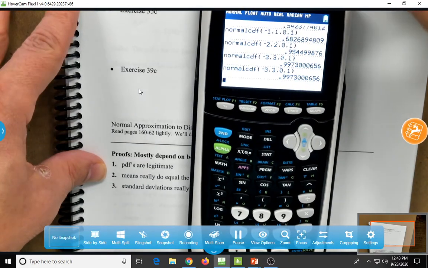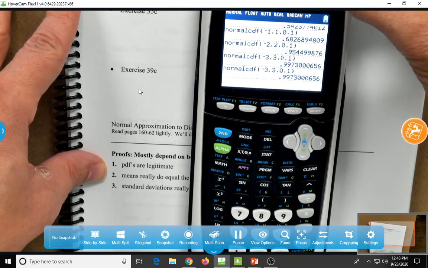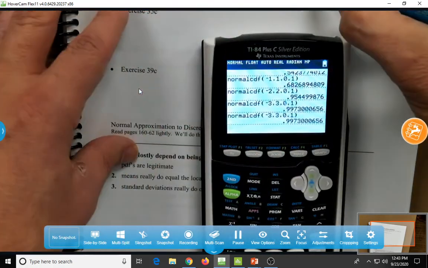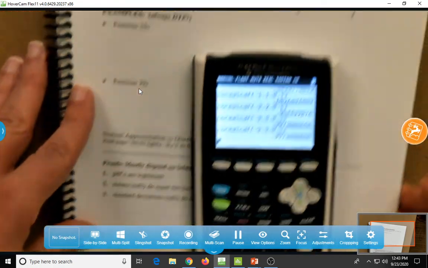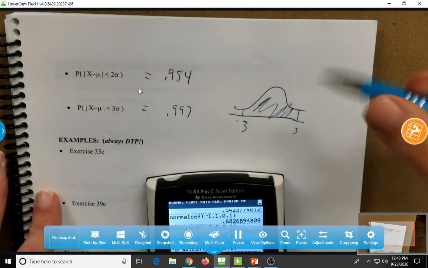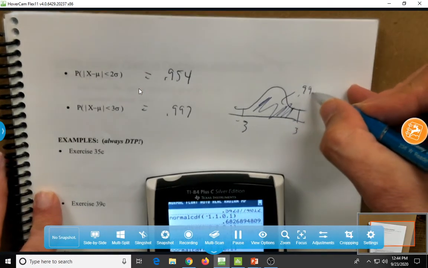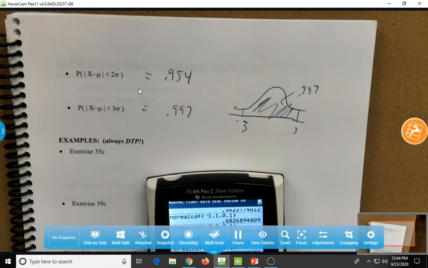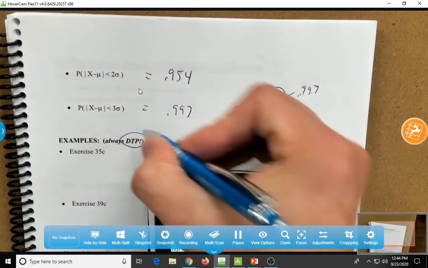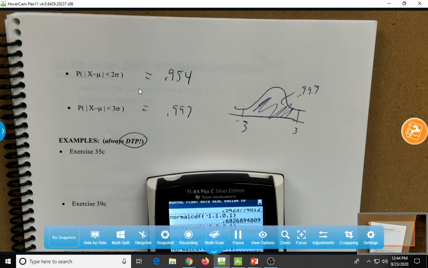So here, if I went to 3 and -3, what I would say is that 99.7% of the area is within 3 standard deviations of the mean. So these are our yardsticks for what we use. Okay, one of the things you always want to do is this DTP. DTP stands for draw the picture. Always draw the picture.